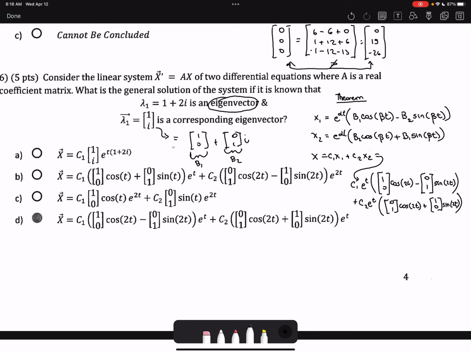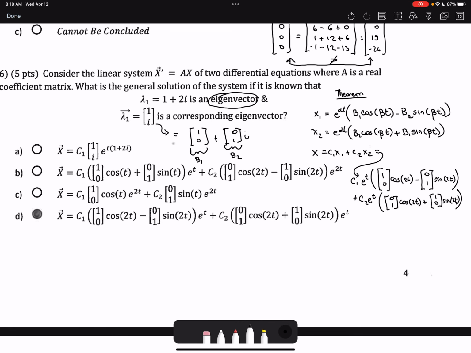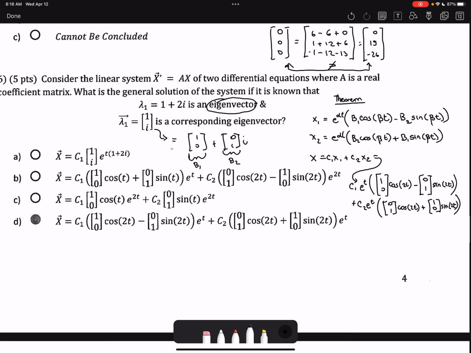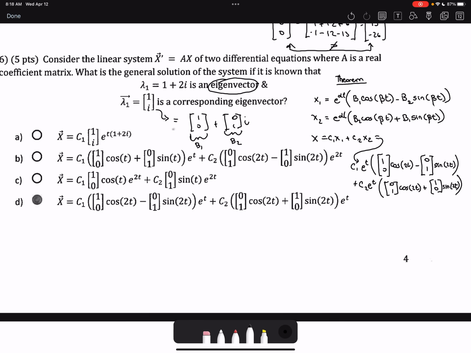And so which one looks like this? Well, we have C1 e to the t, and we're supposed to have two solutions, so this one's not going to be it. We're supposed to have two solutions with the right vectors, so this one's not going to be it either. What about this one? This one has (1, 0), this one has a plus here and (0, 1). We want a minus, so this one's not going to be it. And this one is going to be the right solution.